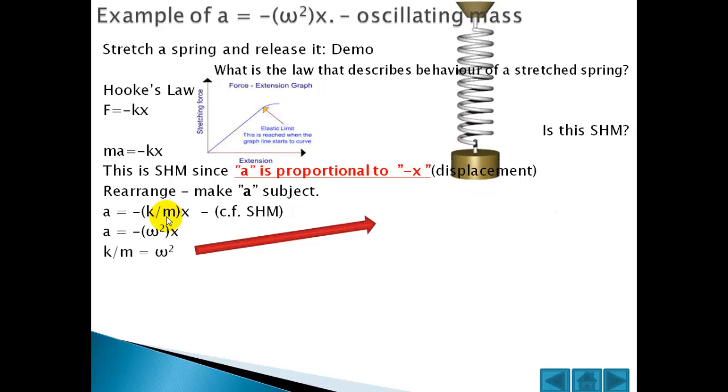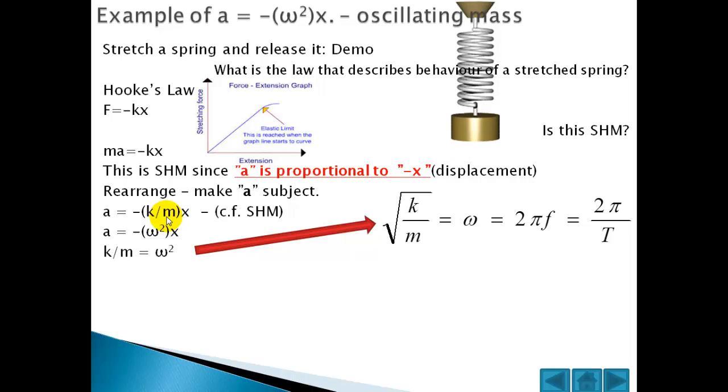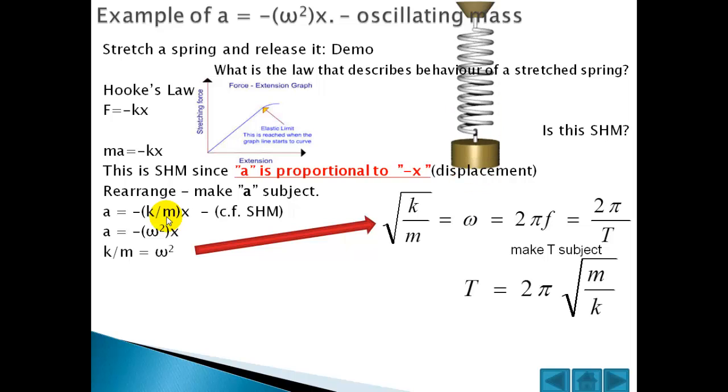Now we know that k over m is equal to omega squared. Let's find the square root of everything. The square root of k over m is equal to omega. We know that omega is equal to 2 pi f, in other words 2 pi divided by T, because f is equal to 1 over T. Let's rearrange this, make T the subject, and we find that the time period of this oscillator will be equal to 2 pi root m over k. So the time period depends on basically two factors only: the size of the mass and the value for k. It doesn't depend on the size of the oscillation. You could start with a very small oscillation. The time period would be the same.